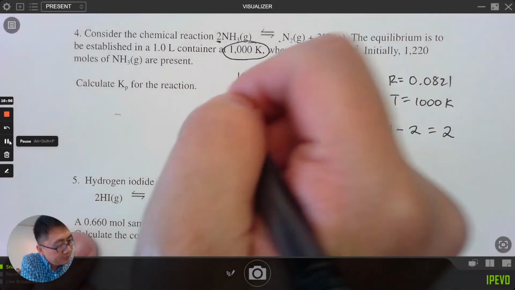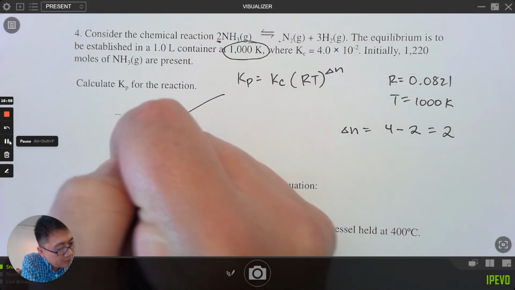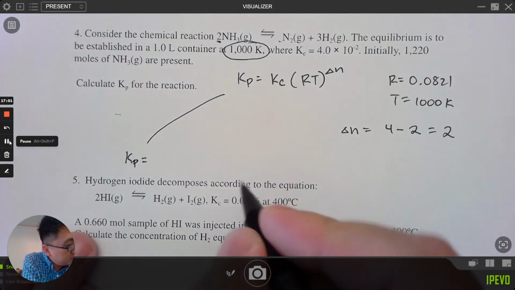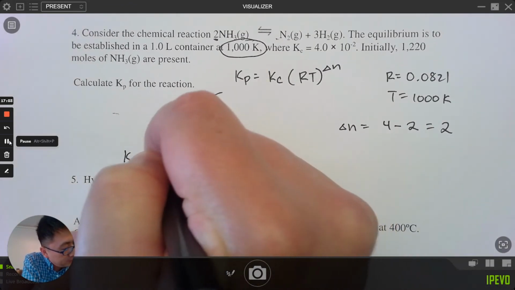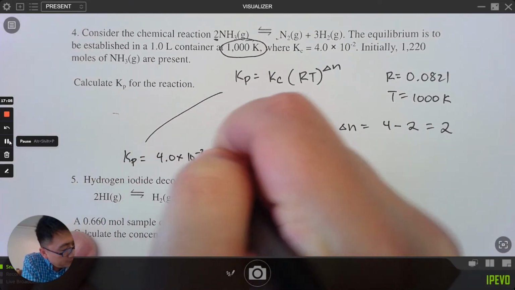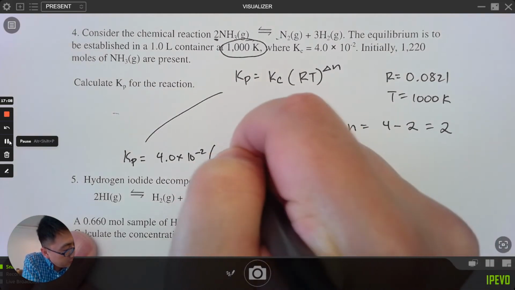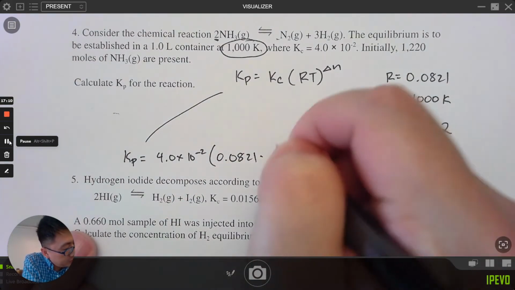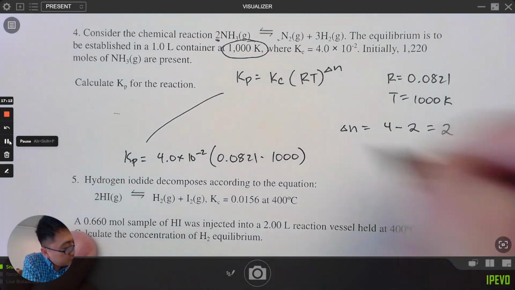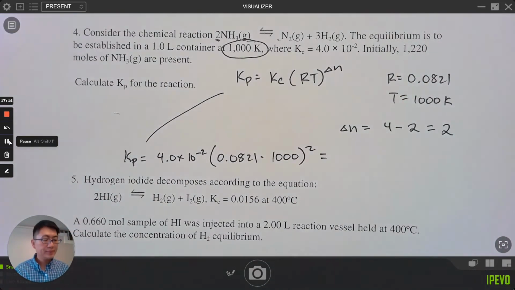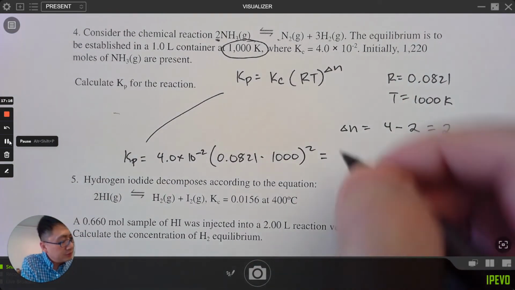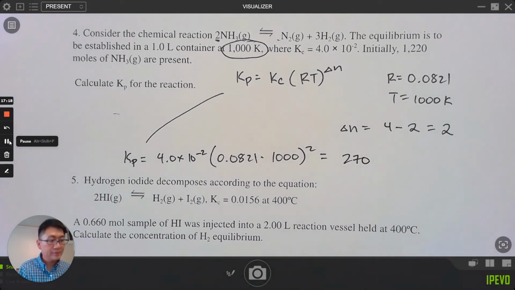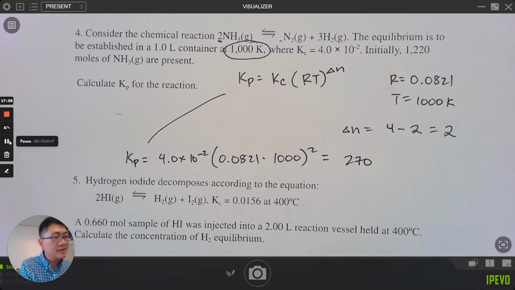Okay, plug it in. Kp is equal to Kc, which was 4 times 10 to the minus 2, times R times T, to the delta n power. Type that on a calculator. I got 270. Okay, this is fun, isn't it?